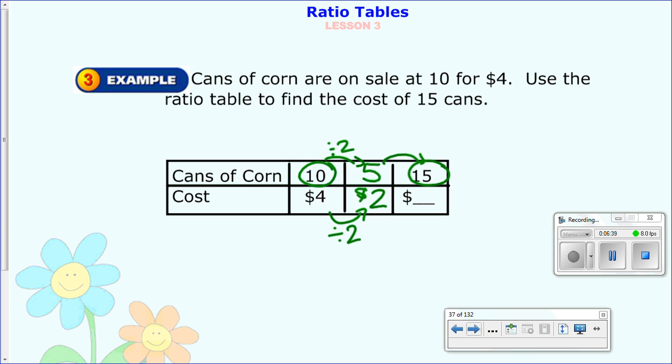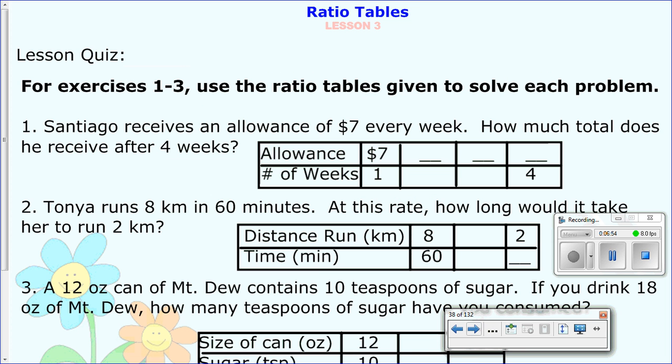So now I can get 5 cans of corn for $2, and then I continue it. 5 to what gives me 15? Well, 5 times 3 is 15. So I do the same down here. 2 times 3 is $6. That's my answer. So we have these two now, if we continue it out.